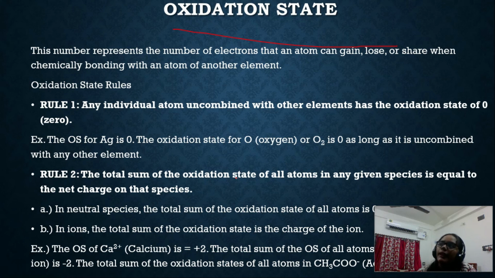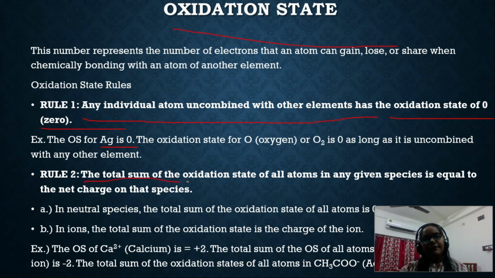Generally from this portion you can have this type of question where the elements are given. So for that element you have to find out what the oxidation state is. Okay. So rule number 1, any individual atom and combined with other elements has the oxidation state 0. That means for silver it should be 0. Rule 2, the total sum of the oxidation state of all atoms in any given species is equal to the net charge on that species.